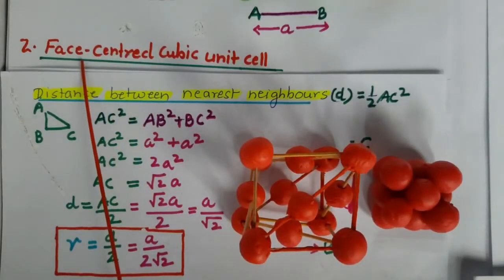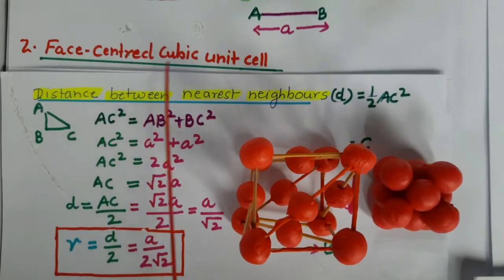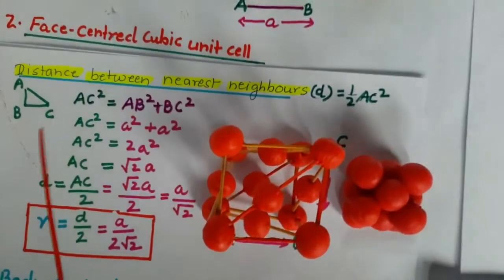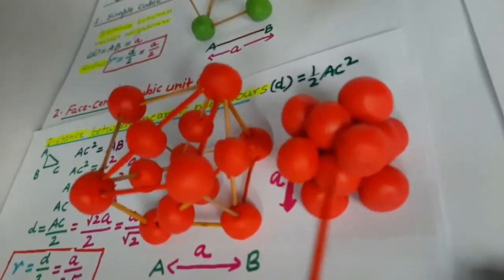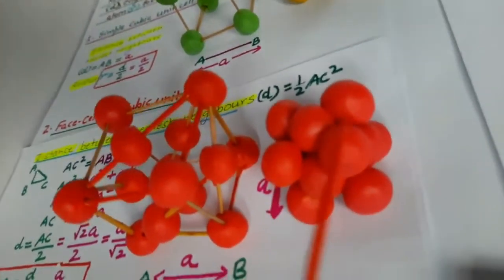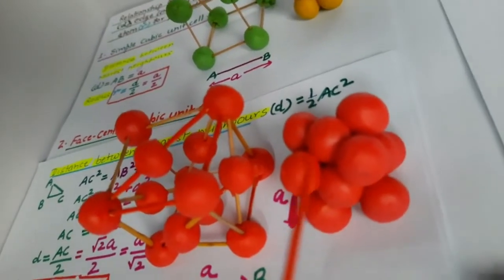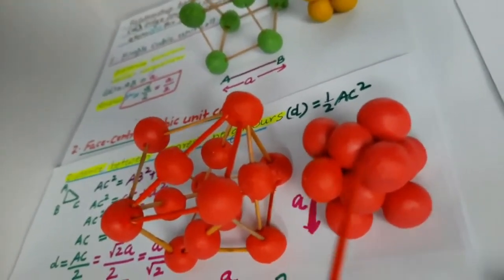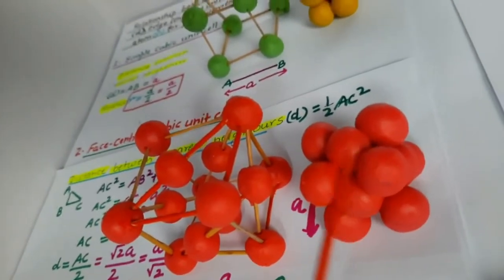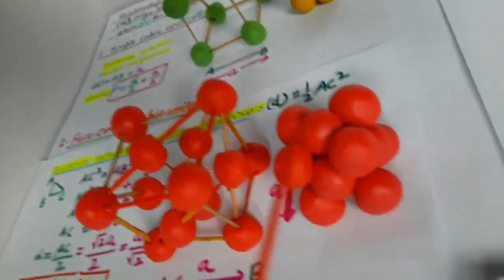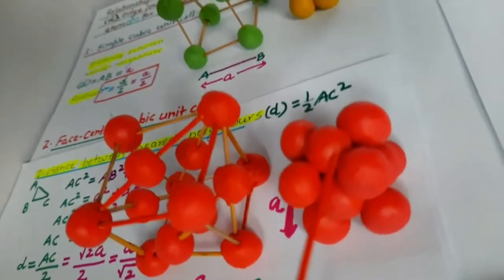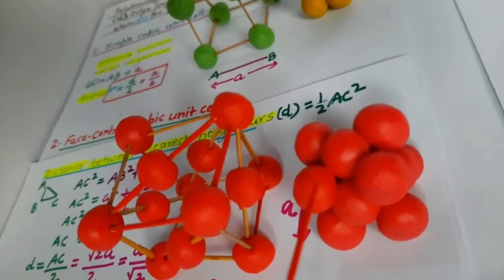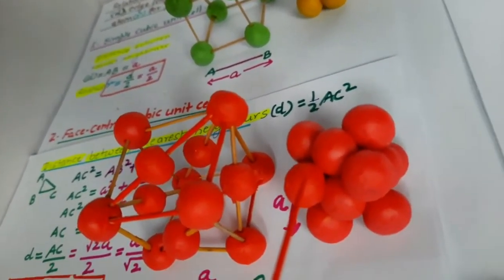Now let us consider another unit cell, which is known as face-centered cubic unit cell. This type of unit cell arises as a result of cubic close packed arrangement, ABC type of packing. Here the spheres present along the face diagonal touch each other. We can see that the spheres present along the face diagonal touch each other.